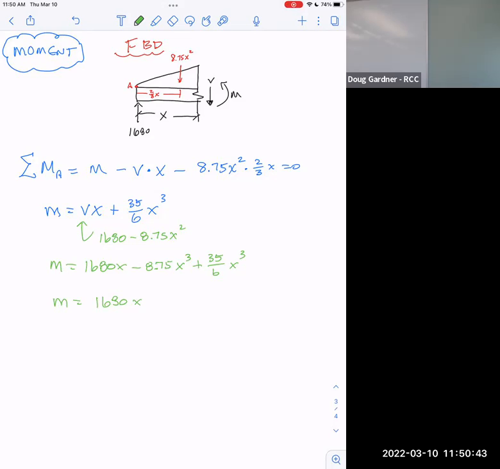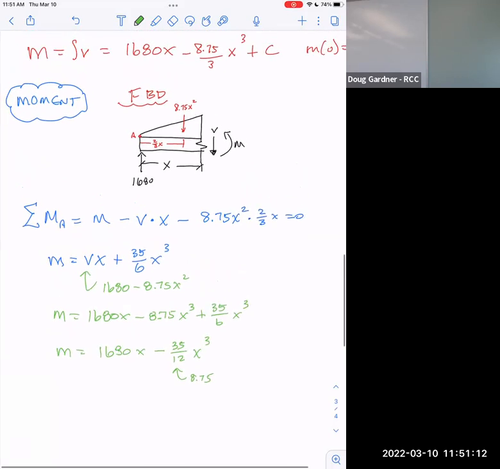And let's see, I guess 8.75 a minute ago was 35/12. So I think I actually end up with minus 8.75. I don't know, I'm just going to double check. I'm going to say 35/6 minus 8.75. I got that same decimal I got before. When I converted it to a fraction, I got 35/12. Negative 35/12 x cubed. And by the way, that is 8.75.